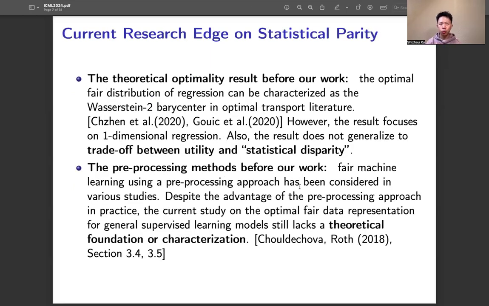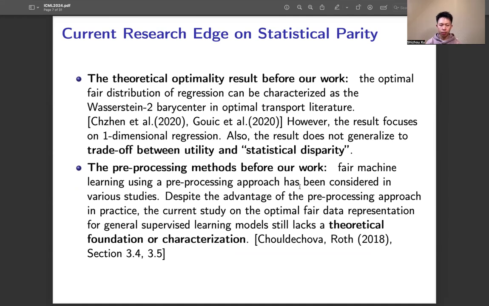Before our work, there are two remarkable papers that simultaneously proved the optimal fair regression can be characterized using Wasserstein-2 barycenter. I'll cover more details later. But a paper focused on one-dimensional regression. Also, the theoretical results do not generalize to an optimal trade-off between utility loss and statistical disparity. More importantly, such a theoretical result has a post-processing nature. Therefore, it cannot be used to develop pre-processing or fair synthetic data.